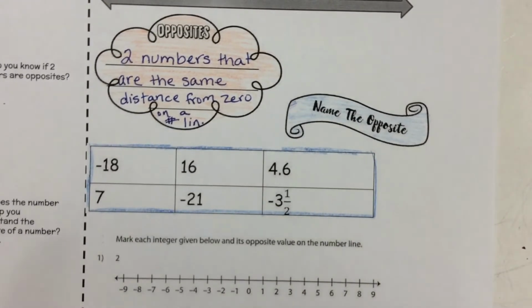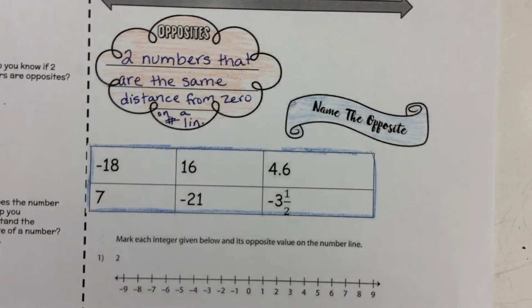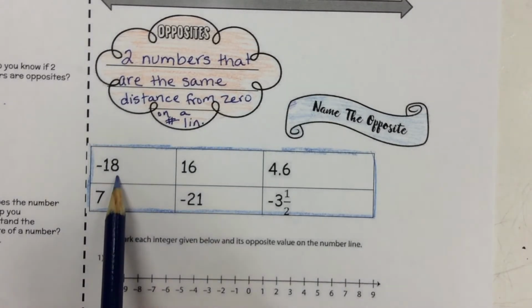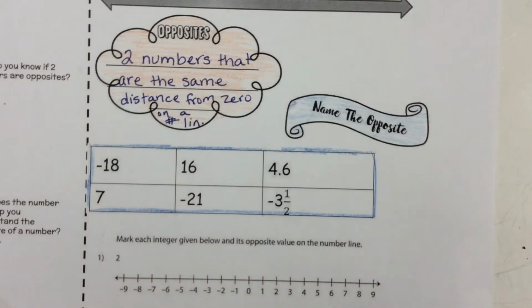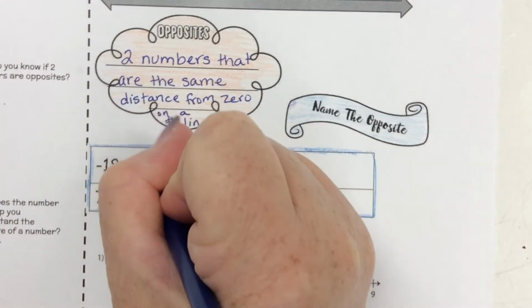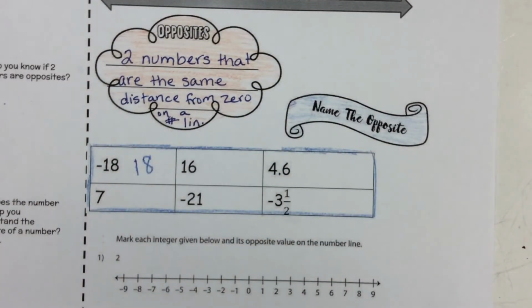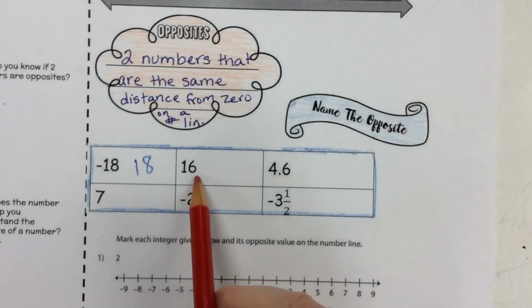We're going to name the opposites. What is the opposite of negative 18? I'm going to walk through these with you here, so I'm going to get a colored pencil, make it a little fun. The opposite of negative 18, that means what number is the same distance away from zero? Well, positive 18.